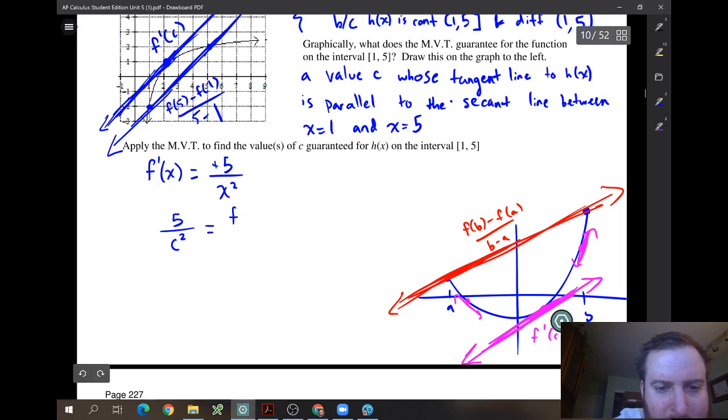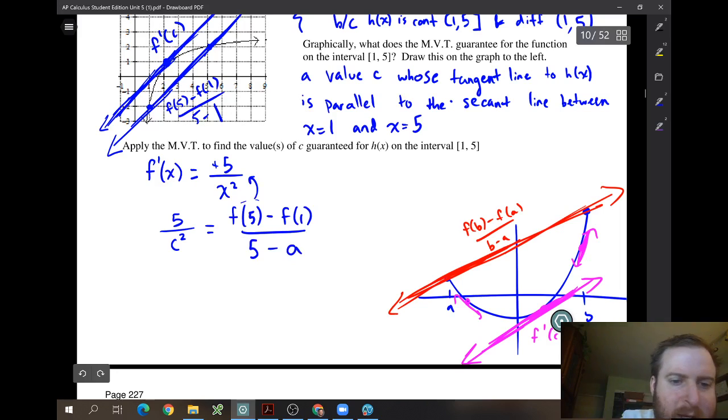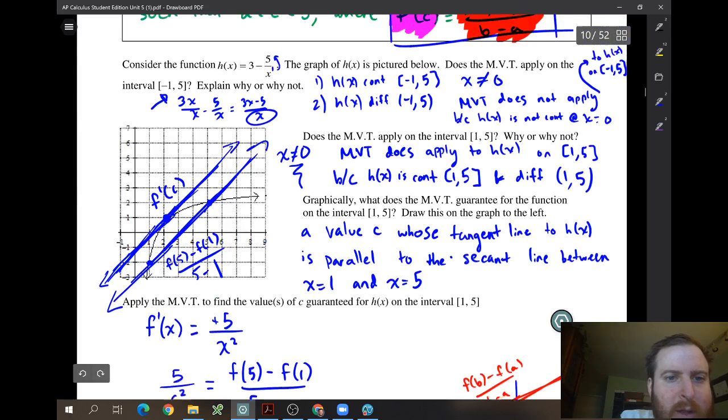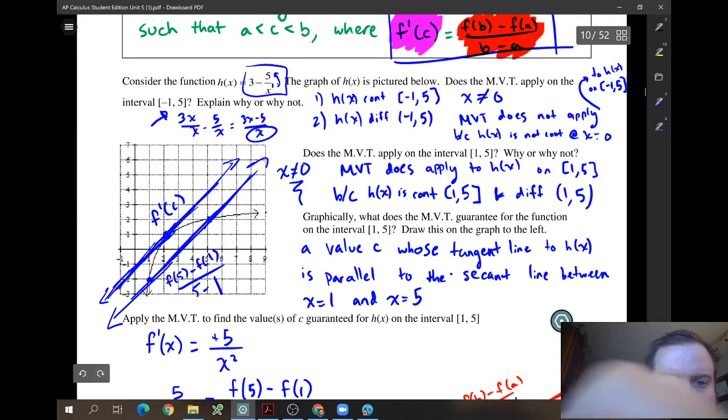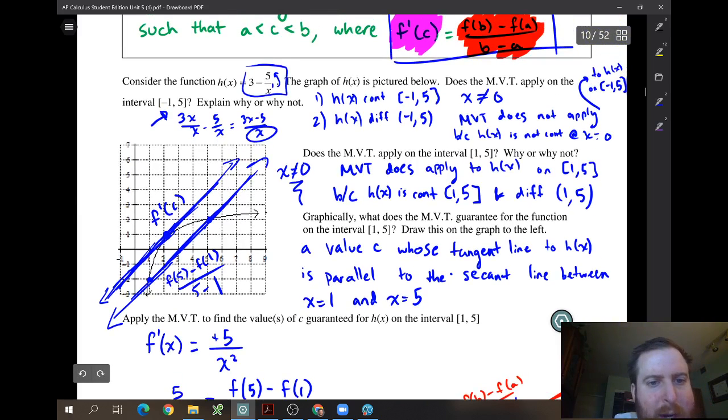And we do f of b minus f of a over b minus a. A big thing that students do here is they plug it into the wrong spot. This says f of 5. A lot of students will then plug it into f prime. It doesn't say f prime, right? It says f of 5. So we're plugging those into the original function. So we're plugging those in here, 3 minus 5 over 5, right? That's 3 minus 1, which is 2.